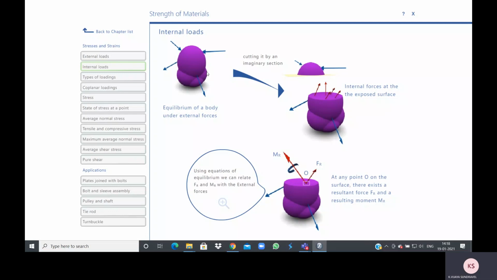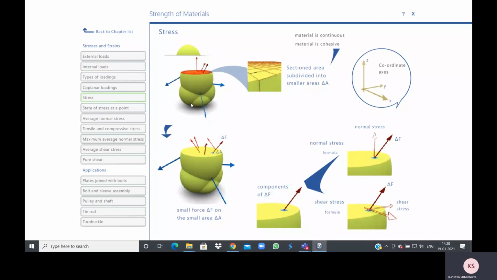Simple compression occurs in a member, and the simple shear, an opposite force tends to cause one part to slide relatively to the adjacent part. So in some cases, the stress that develops are not simple stress.